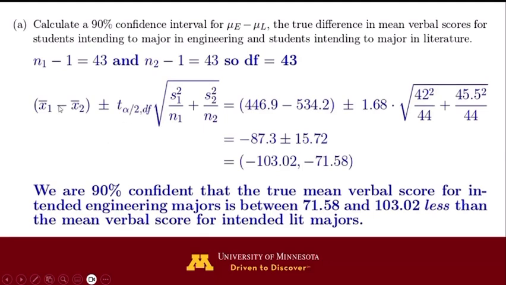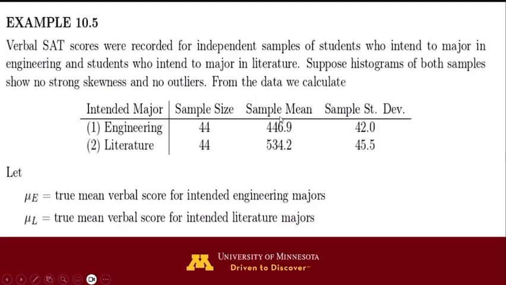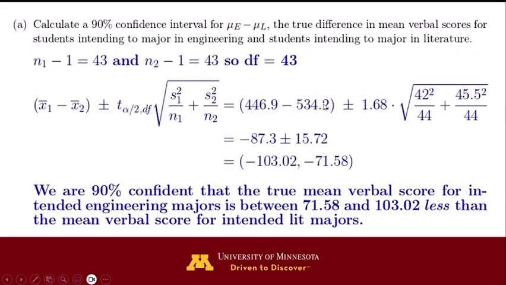I'm going to start plugging in the sample means. You've already been given them here, so you plug them in, plus or minus. Then I plug in the sample variances and the sample sizes, which I've already done. The next thing we need is, how do we get the t-score?